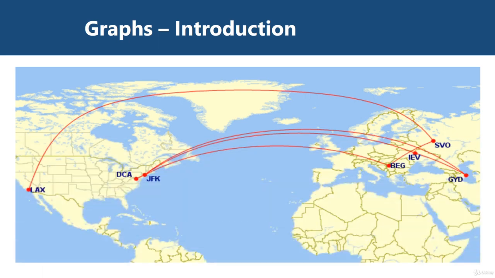Let us look at another example of a flight network, where airports are represented as objects or vertices, and the flight paths are the relationships between objects or vertices, represented by edges.